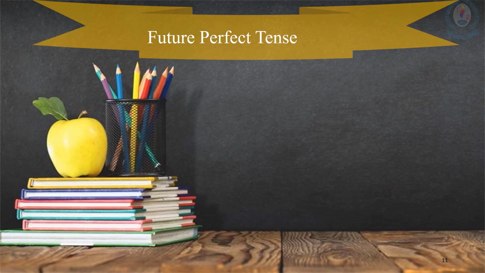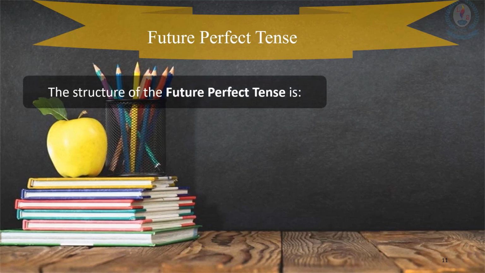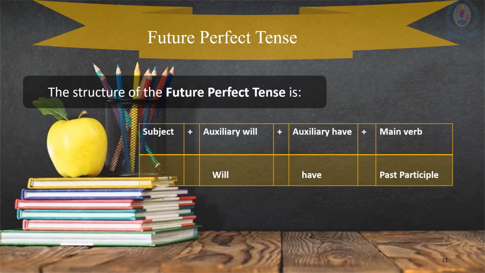And also, it shows that something will happen before a specific time in the future. Look at the structure of the future perfect tense. Subject, auxiliary will, auxiliary have, main verb. Will have past participle.